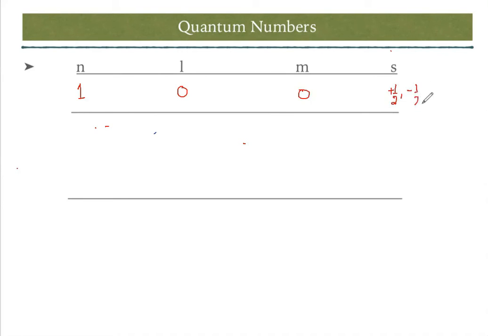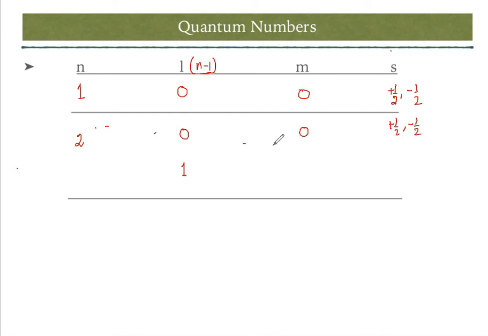minus half. Next one, if n is equal to 2, L will start from 0, after that 1. As we know, L depends on n minus 1, it will go up to n minus 1. So L is equal to 0 and 1. Okay, if L is equal to 0, what is the value of M? M is 0. S again will always have plus or minus half. So this is plus half and minus half.